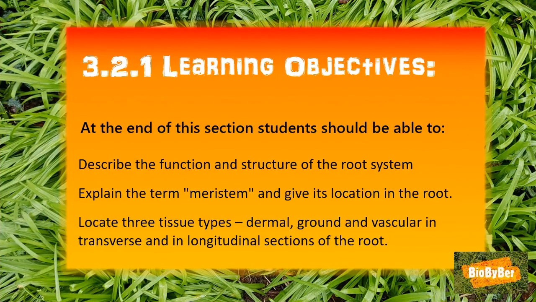Now that we have reached the end of our lesson, have we achieved our objective? Are you able to describe the function and structure of the root system? Can you explain the term meristem and give its location in the root? Can you locate 3 tissue types, dermal, ground, and vascular, in transverse and in longitudinal sections of the root?